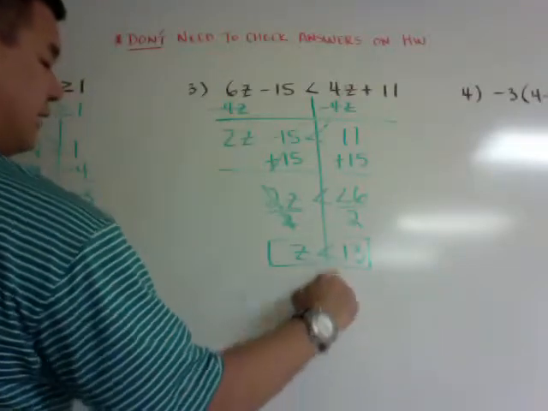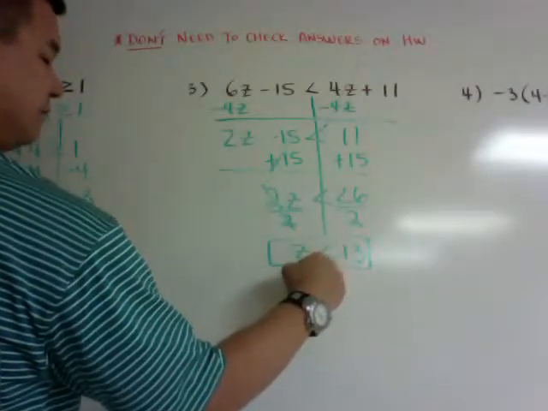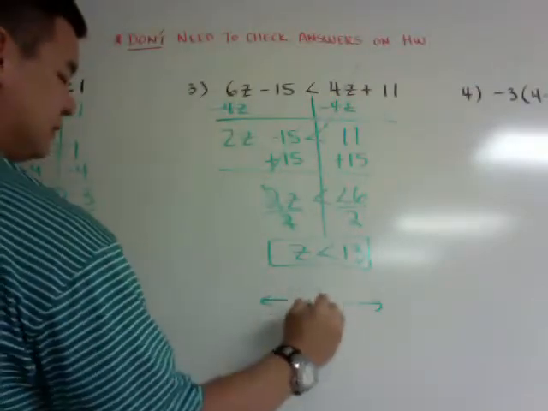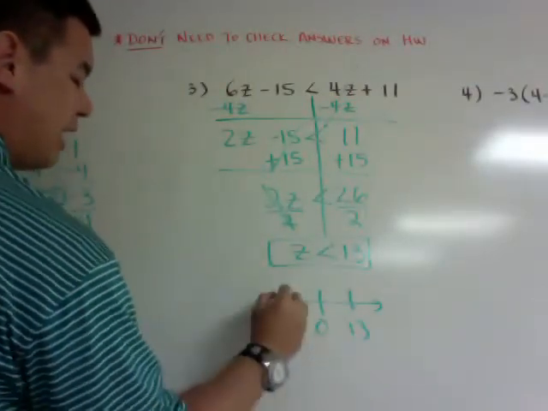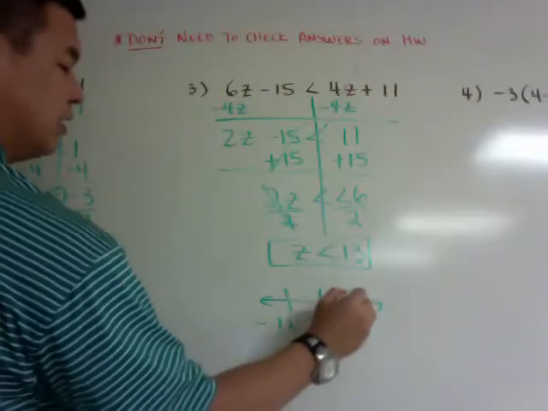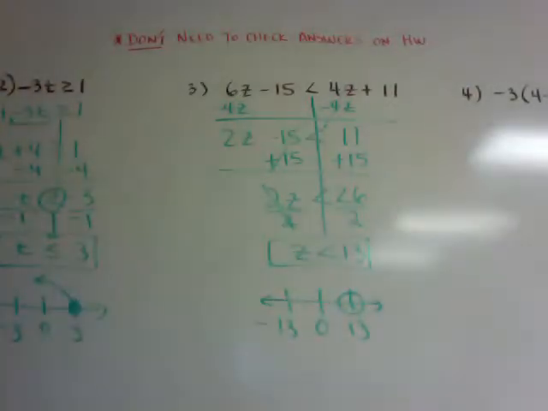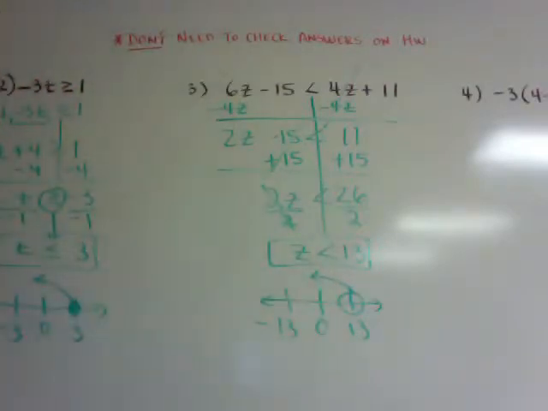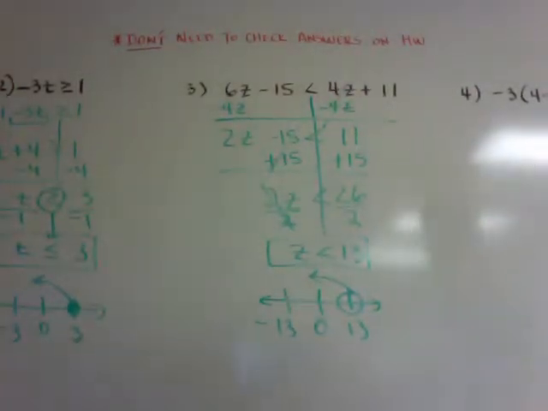And again, if you want to erase this part, you can to make it clear. Graphing it is simple. Again, don't graph it unless it says to graph it on the homework. Open circle because it's greater than, less than. It's not or equal to. Open circle going to the left. But you should be getting pretty good at graphing, making sure you know the difference between the open circle and the closed circle.